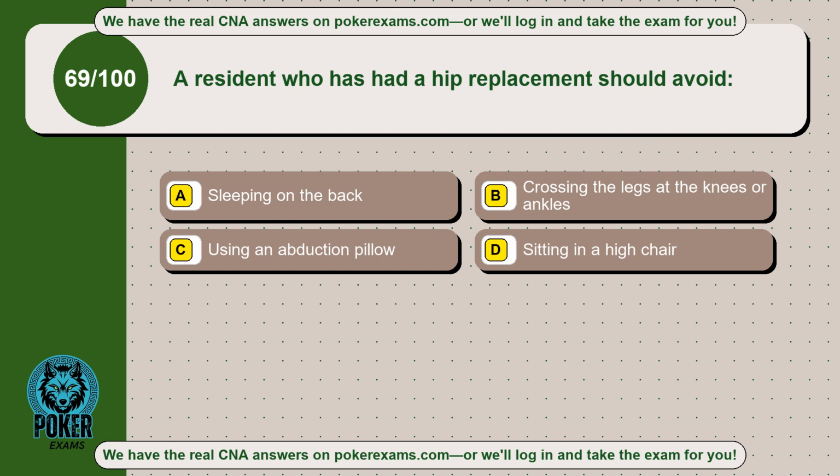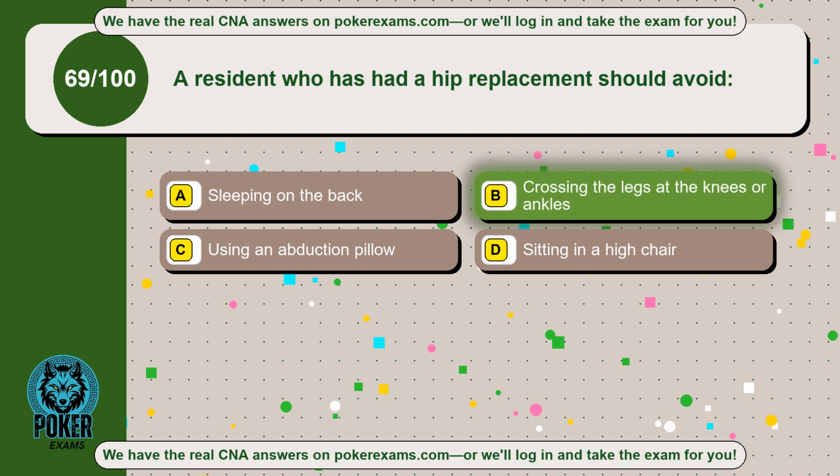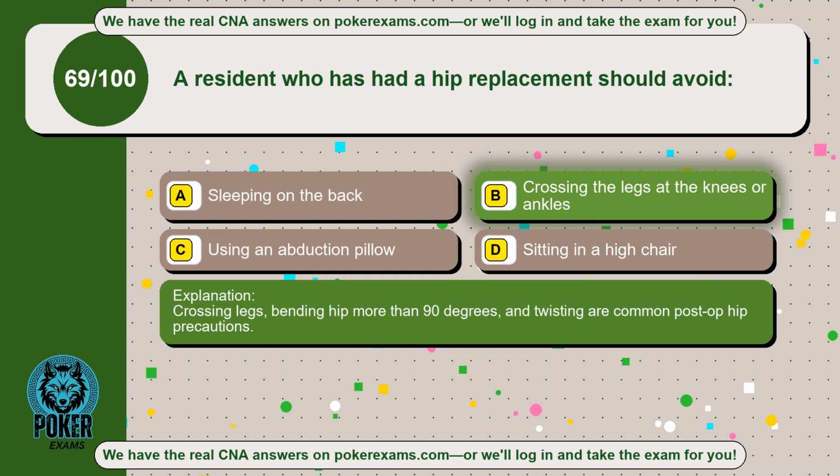Question 69. A resident who has had a hip replacement should avoid: Option A, sleeping on the back. Option B, crossing the legs at the knees or ankles. Option C, using an abduction pillow. Option D, sitting in a high chair. The correct answer is option B, crossing the legs at the knees or ankles. Crossing legs, bending hip more than 90 degrees, and twisting are common post-op hip precautions.